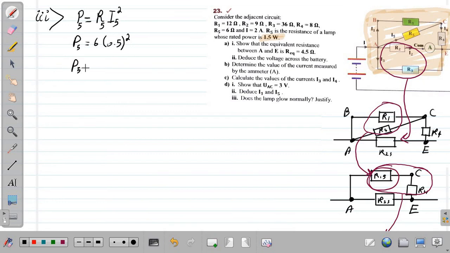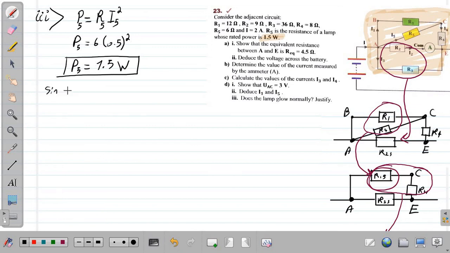so P5 is equal to 1.5. Since the current is in SI unit, and the resistance of the resistor is in SI unit, we will find that also the power is in SI unit, and we know that the SI unit of the power is watt.